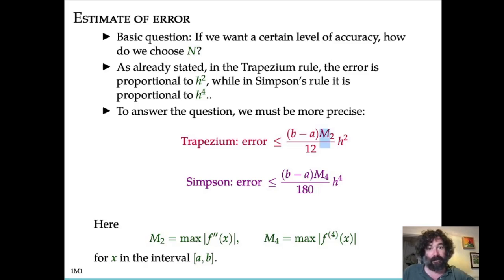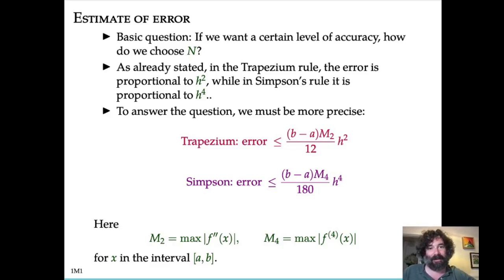These numbers m2 in the estimate for the trapezium rule and m4 in the estimate for Simpson's rule are related to the maximum value of the derivatives of the integrand. So f is the integrand. m2 is the maximum value of the second derivative of the integrand on the interval that you're integrating. And m4 is the maximum value of the fourth derivative of the integrand on the interval that you're integrating. And so if we can calculate those maximum values, m2 and m4, then we can get an estimate for how large the error can be. And if we make sure that these estimates are less than the error that we're looking for, we can then figure out how small h should be and how large n should be.